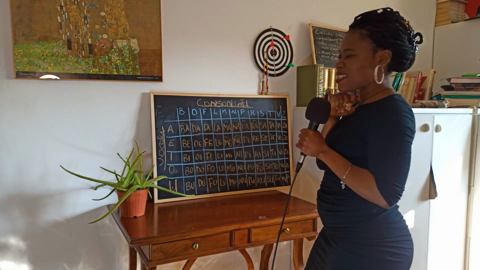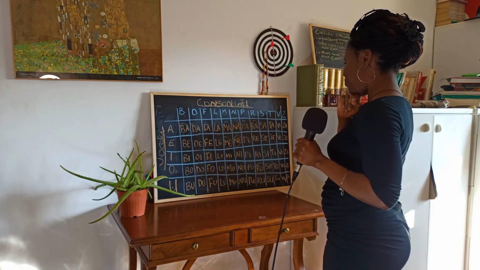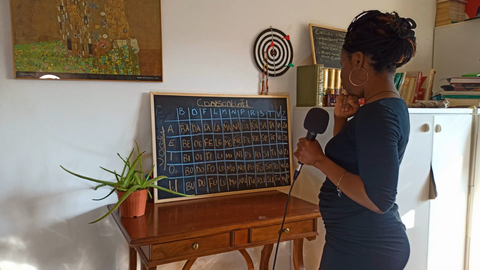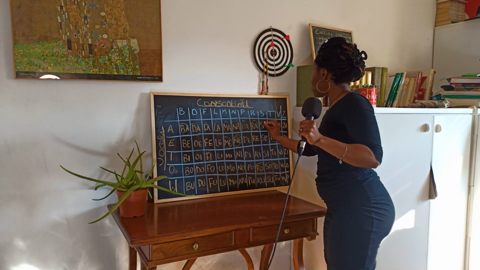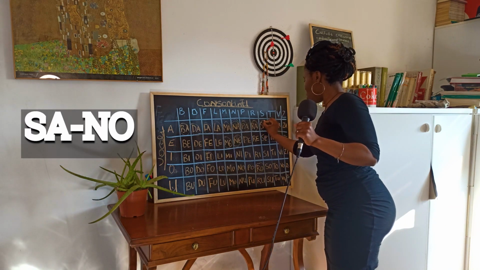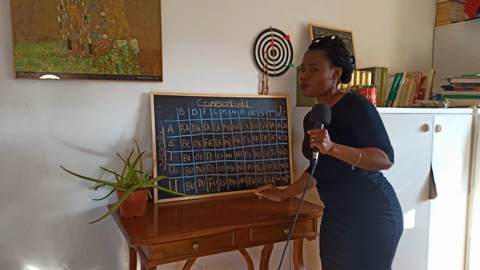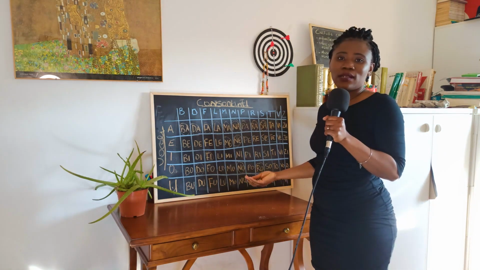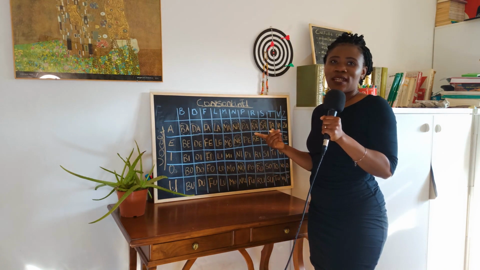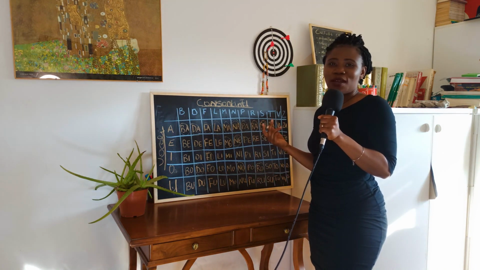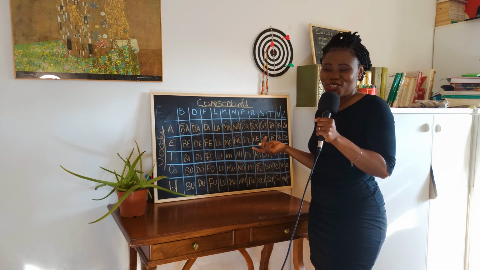Then, what else can we circle now? Let's see. Let's circle sa, no. What is sano? It means the thing is healthy. If Italian people tell you sano come un pesce, that means you are as healthy as a fish.